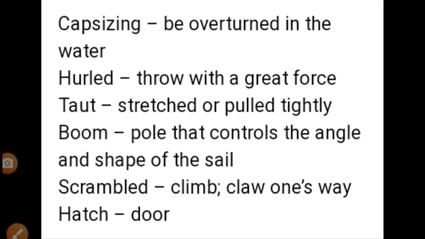Capsizing means overturned in the water. So the capsizing word has been used with reference to the boat when it overturns. Okay, so it's known as capsizing. Hurled means throw with great force. Taut, actually it means pulled tightly. Boom, it's a part of the boat, a pole that controls the angle and shape of the sail. Scrambled means climb or claw one's way, or walk quickly. Hatch against the door.